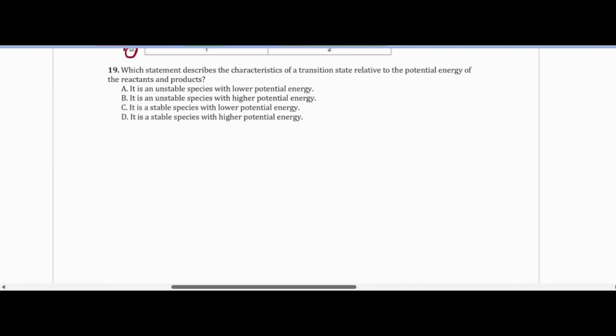19. Which statement describes the characteristics of a transition state relative to the potential energy of the reactants and products? It is an unstable species with lower potential energy. No, it actually has higher potential energy. So, well, that will be B.